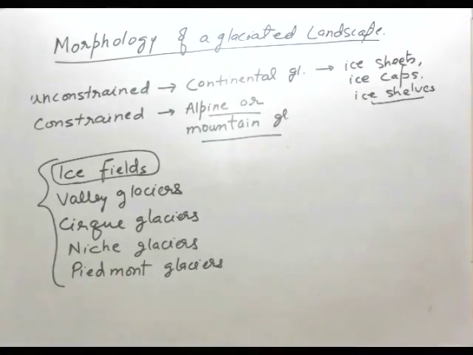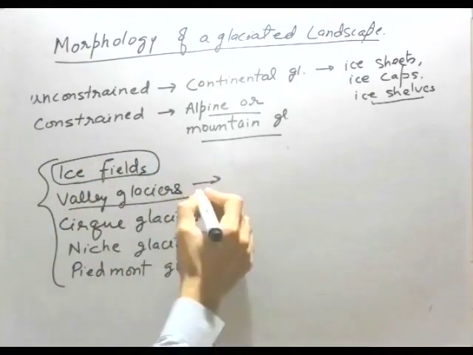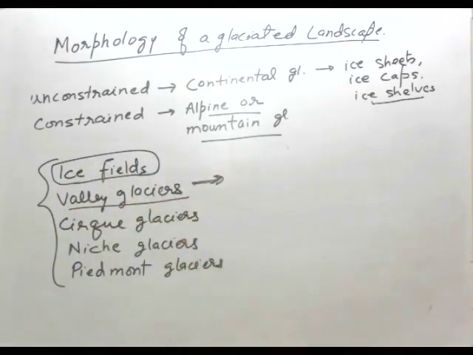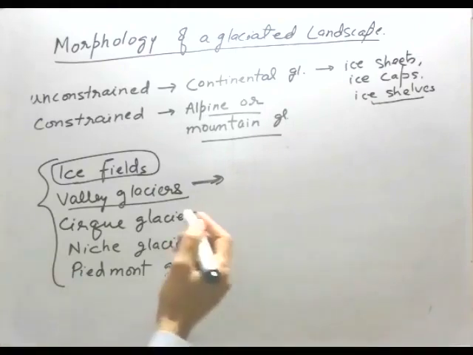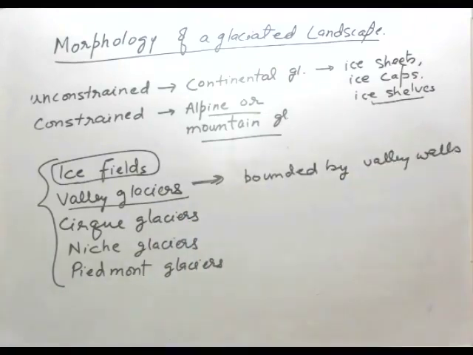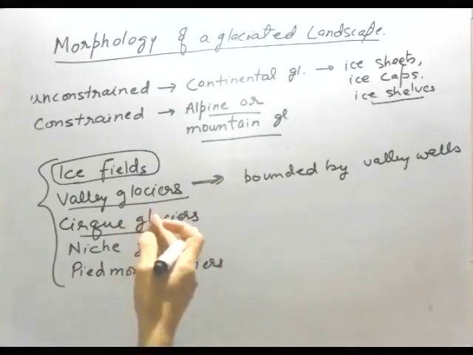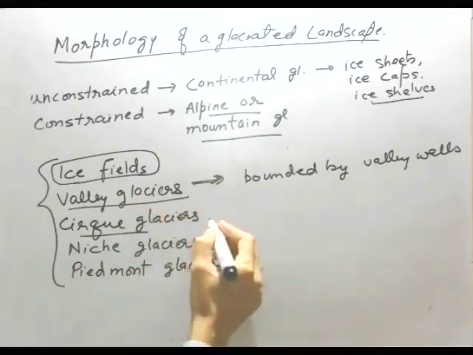Coming to valley glaciers, now these are very common. Most of you will be familiar with valley glaciers because whenever we encounter the word glacier, we make a picture in our mind that it is a valley glacier moving from the mountains. So these are valley glaciers that are bounded by valley walls, and they usually originate in a cirque glacier. In the upstream portion of a valley glacier, armchair-shaped hollows are present.